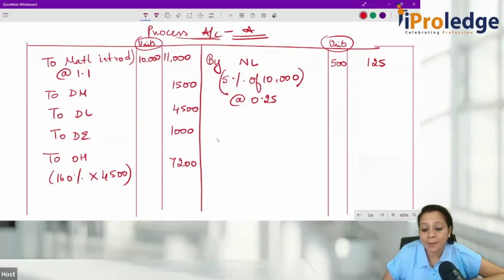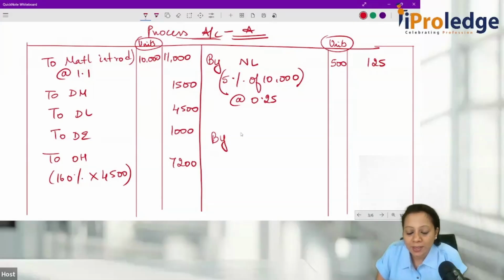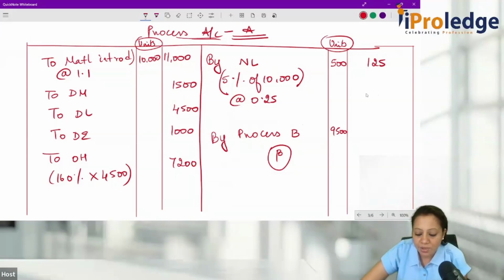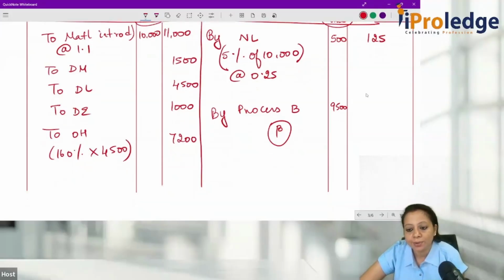Can I proceed, students? In the question, they have not said how much is transferred to the next process. So whatever is the balancing figure will be transferred to the next process. That is what we are assuming. So process B is going to be the balancing figure. So 10,000 minus 500 is going to be 9,500. And here, how should we find out the rate? Here we can do it as a balancing figure, but I'll just tell you how to do it.